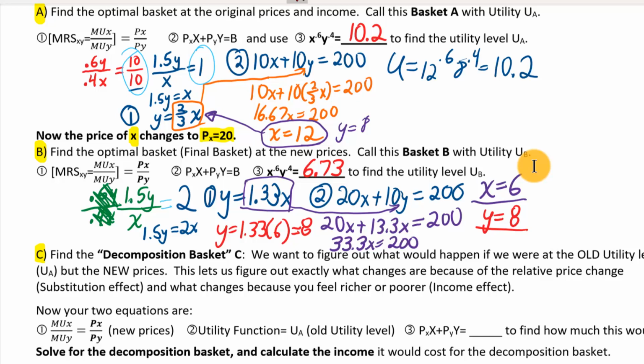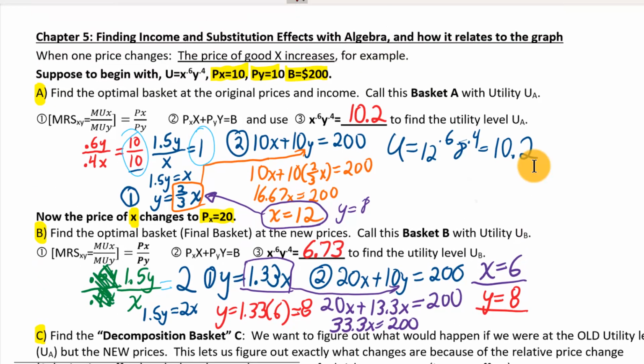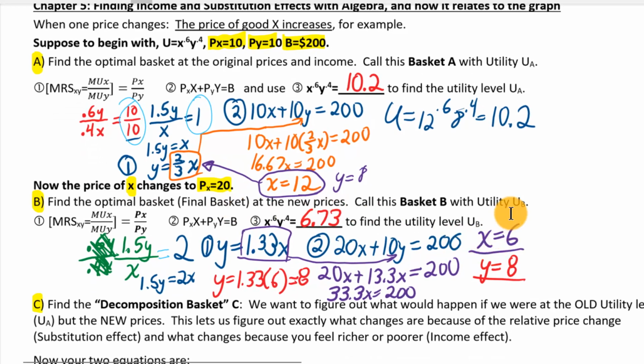So the story so far is, when the price of x and y are both 10, this person would buy 12 x's, 8 y's, and get a little over 10 utils in happiness, 10.2. When the price of x goes up to 20, then they're going to buy less x, only 6. They're going to buy the same amount of y, which is interesting. And this is a side effect. This is something that's a little strange about the Cobb-Douglas utility function. When the price of one of the goods goes up, it just always works out this way, that the amount of the other good doesn't change.